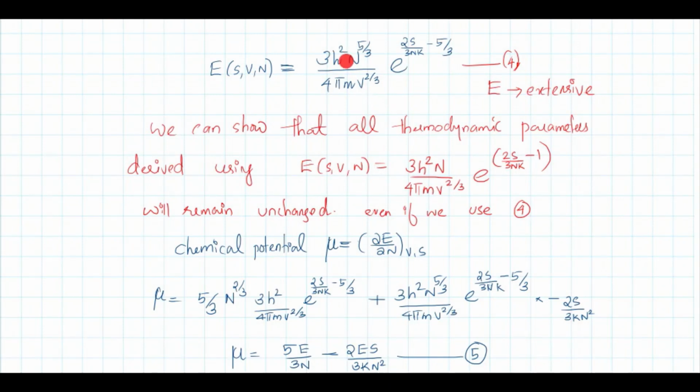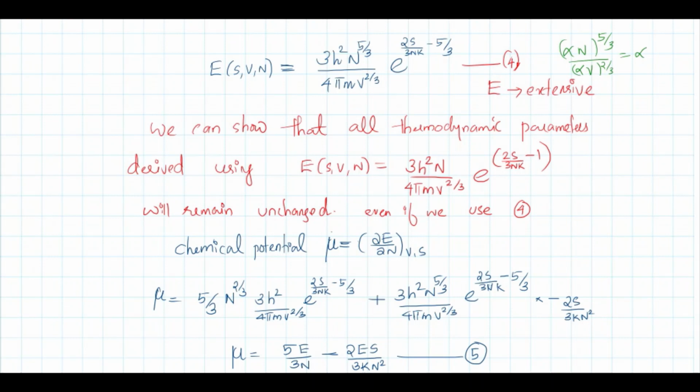Okay, that means if you increase this n by alpha n, that becomes alpha n raised to 5 by 3. That v will become alpha v raised to 2 by 3. So that will give me an alpha in the numerator. So energy will be increased by that factor. So that energy is extensive quantity. Now we can derive all the remaining thermodynamic parameters using this expression for energy.